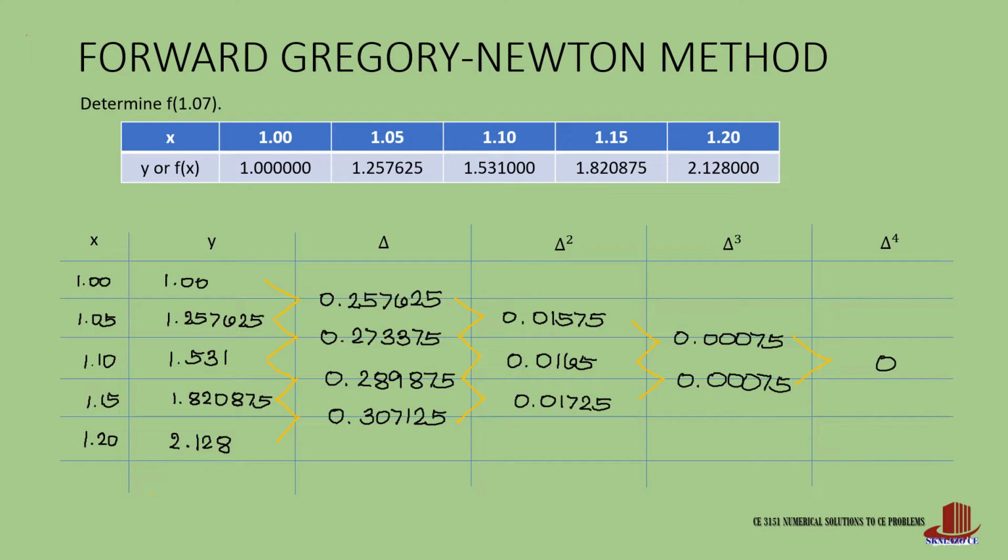Now, with the same example where we are going to search for 1.07, how about if instead of using the succeeding value of x, we would work with truly the initial value of x naught, which is the initial value of x in the table. So that would be saying that with this table, what we are going to use would be traced from x is equal to 1.